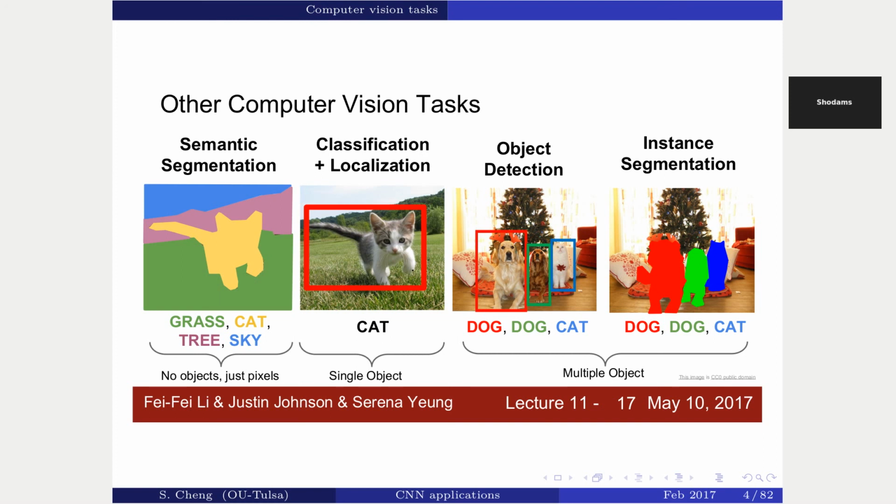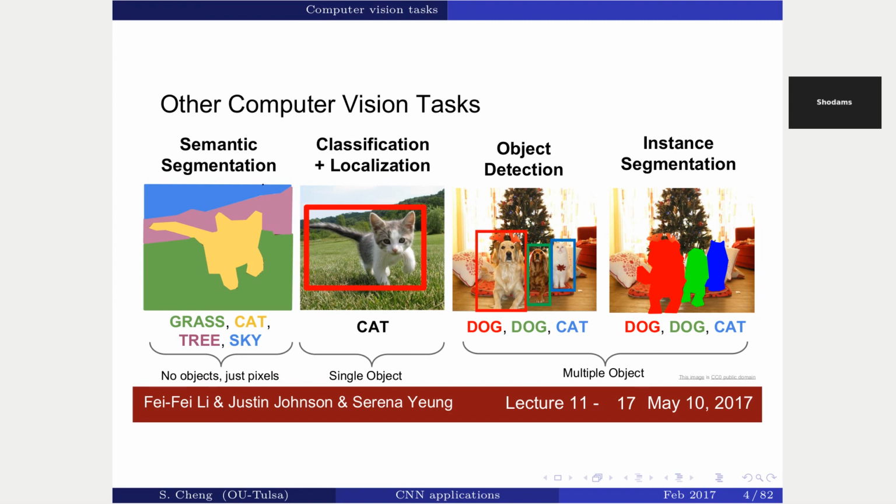Then a more complicated problem is when I have multiple objects. Let's say I have several dogs and cats here. I want to detect all these objects of interest and localize them. And then even further, I may want to do segmentation, such as semantic segmentation of the entire scene.